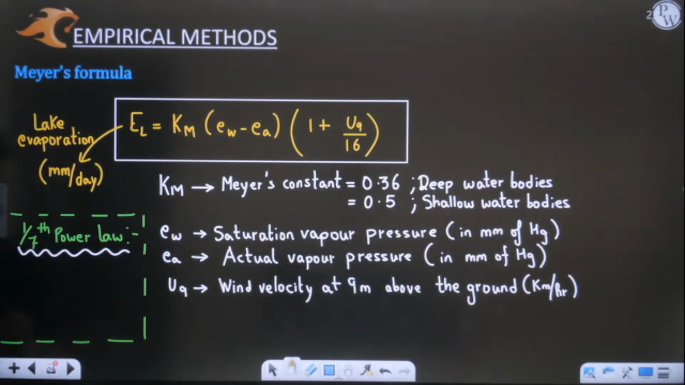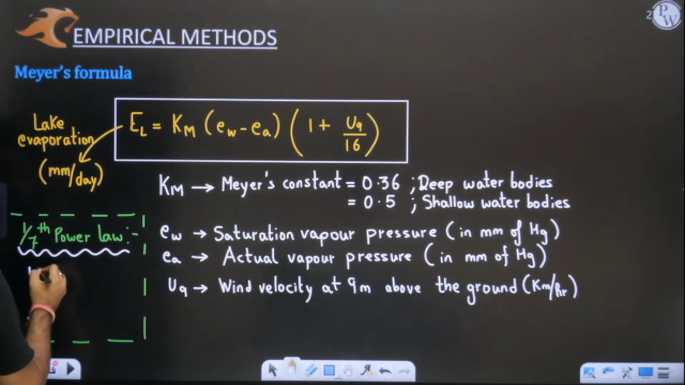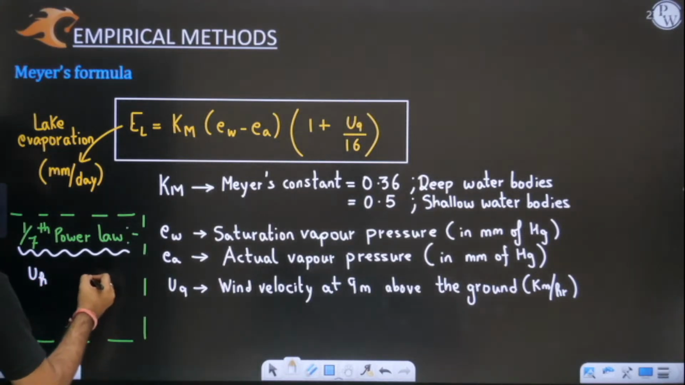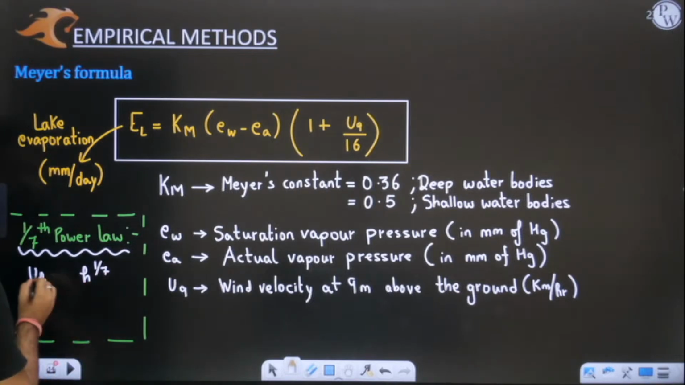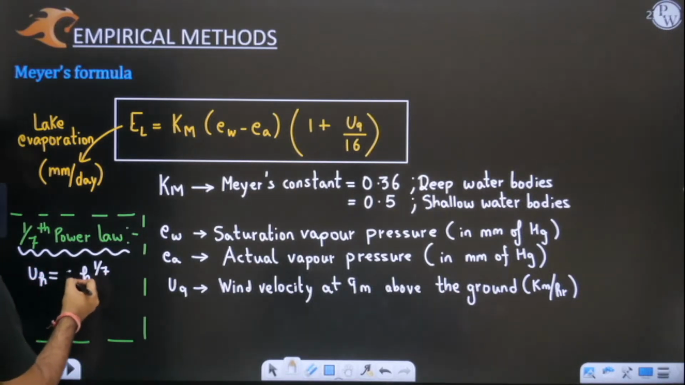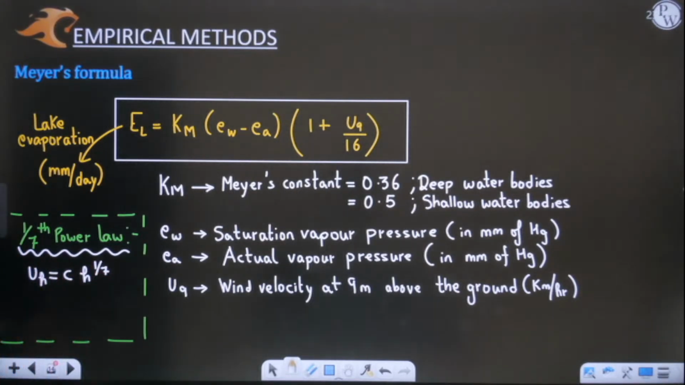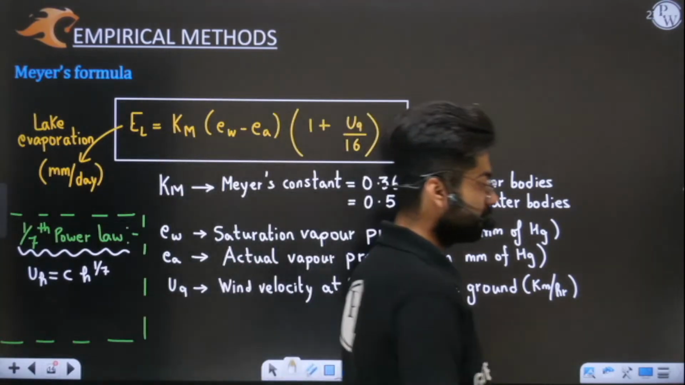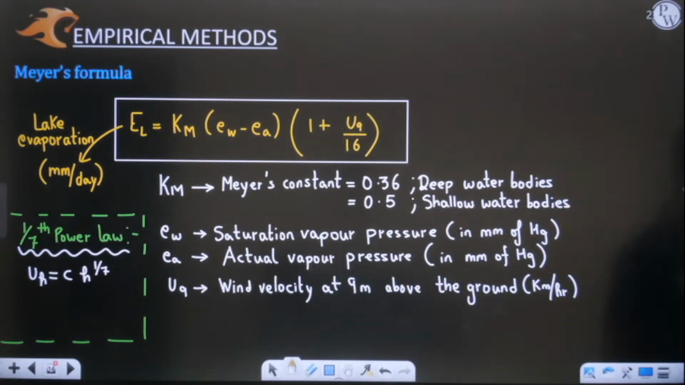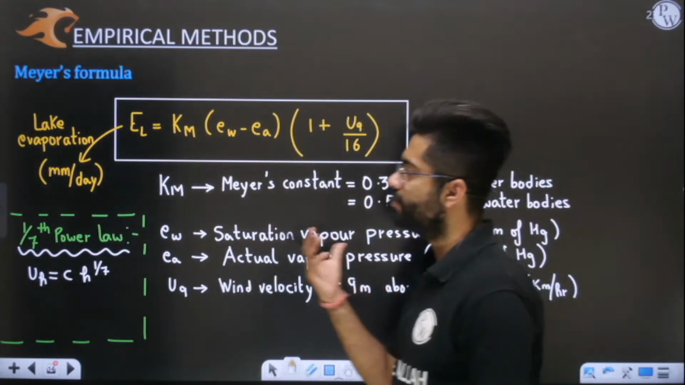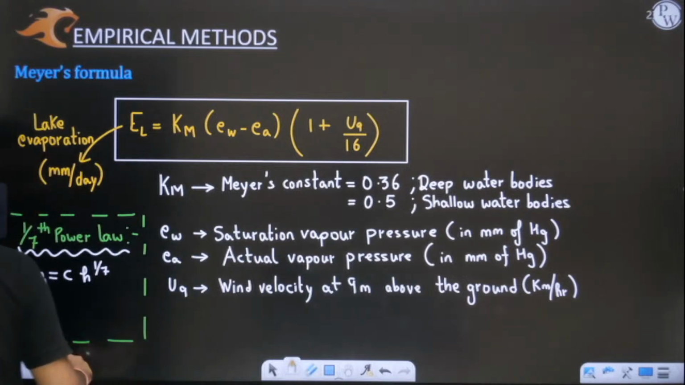UH is proportional to H power 1 by 7. Velocity at any height is proportional to H power 1 by 7. This is constant. Simply put the value of H and get the value of velocity at that height. If you put 1 meter, you will get velocity at 1 meter. If you put 2 meter, you will get velocity at 2 meter. If you put 9 here, you will get velocity at 9 meter. Yes or no? Okay. So this is your Mayer's formula. This is your simple empirical formula. I hope this is very, very clear to you.